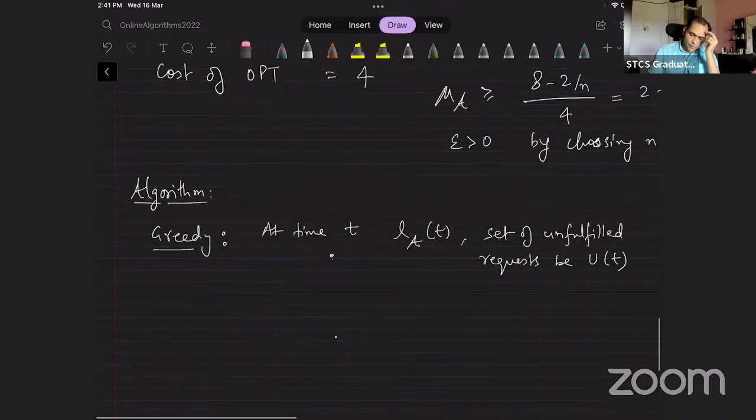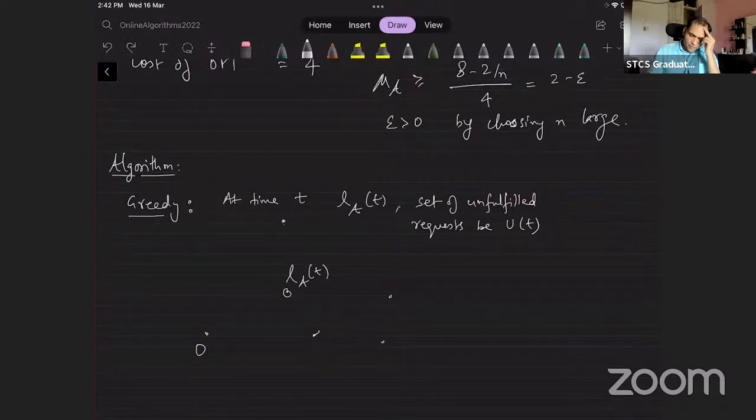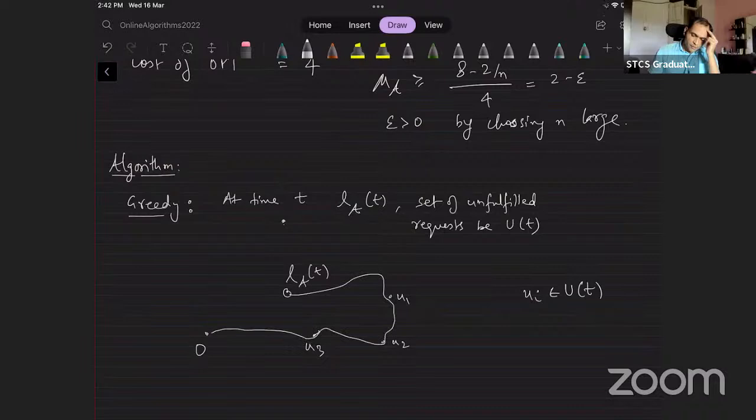So you are somewhere here. There are a bunch of these we have not covered yet. This is your origin. So consider these guys, let's say u1, u2, u3. So little ui's belong to the set of unfulfilled requests so far. So somehow find a path which goes back to the origin, connecting all these guys. That's what you're going to do at time LAT.